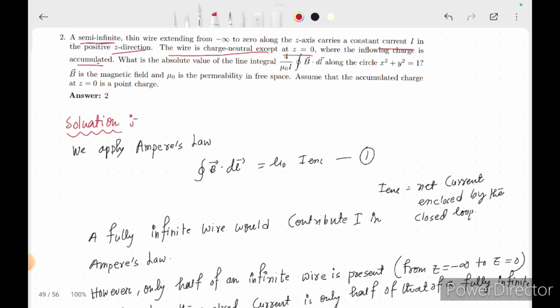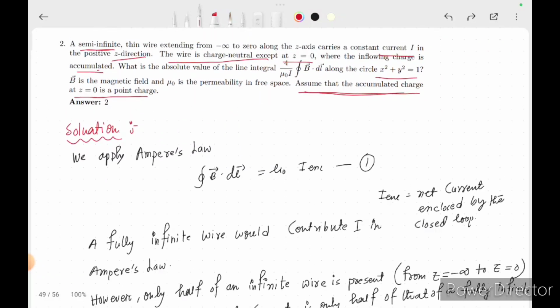And what is the absolute value of this integral? You just calculate the absolute value of the integral along the circle x squared plus y squared equals 1, where B is the magnetic field and mu is the permeability of free space, assuming that the accumulated charge at z equals 0 is a point charge. For this point charge we do not get any magnetic field because all the charge is at rest. When charge is moving, then it creates a magnetic field, right?